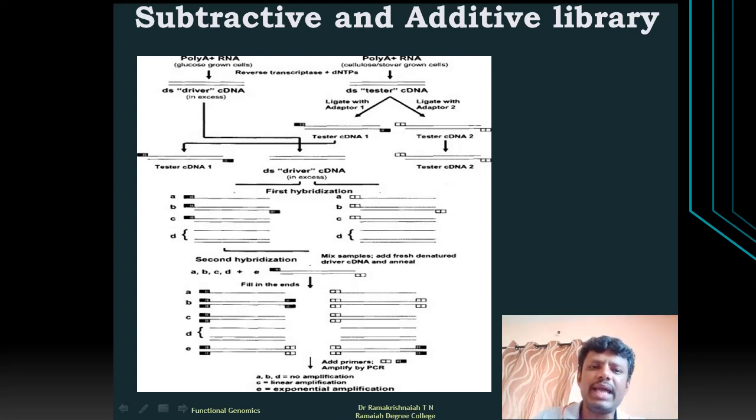So the actual purpose of this subtraction step, which is very important, is to remove the driver-tester hybrids formed during the hybridization step and just keep the testers more in number, leaving behind the tester enriched for identifying the target sequences. Is that clear? The entire detailed procedure is again explained and given in the notes. Just kindly go through that and make a note of it. Is it clear? Okay, thank you.